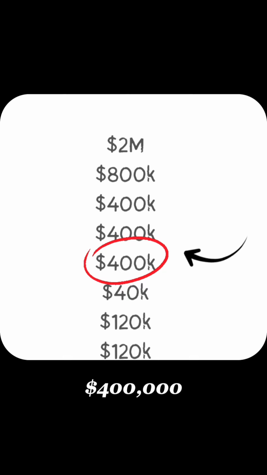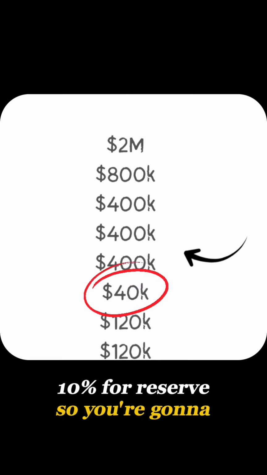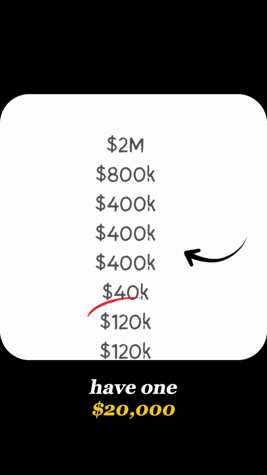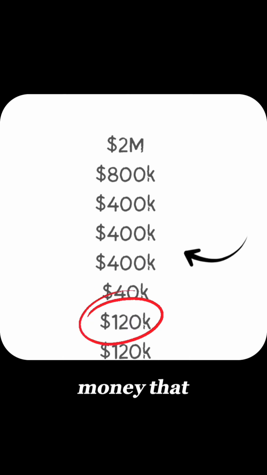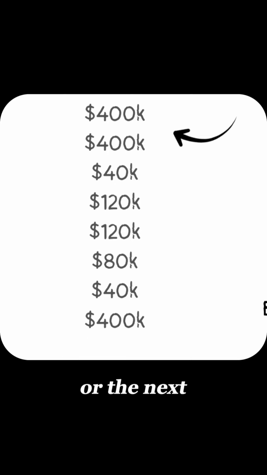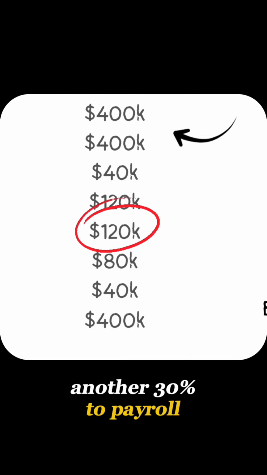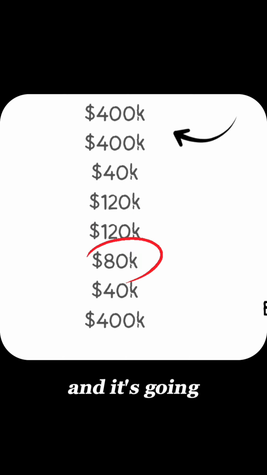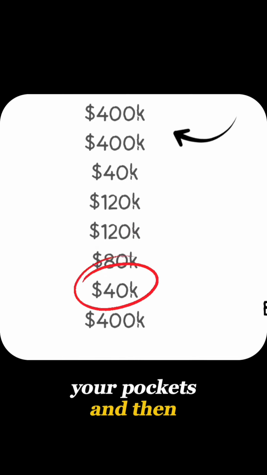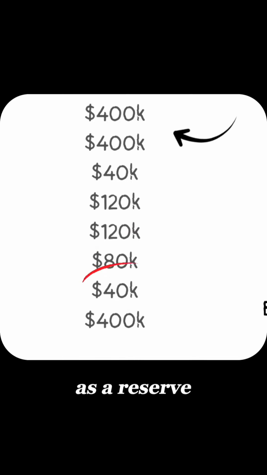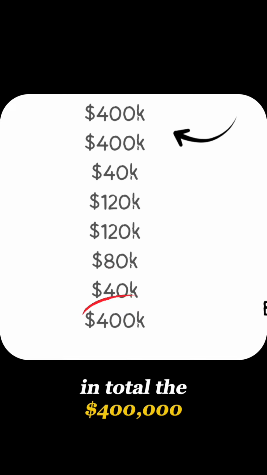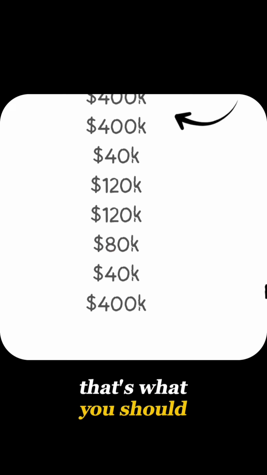Out of that $400,000, you're going to take 10% for reserves, so you're going to save $40,000 in case of an emergency. You're going to have $120,000 for growth. So that's extra money that you're going to be reinvesting for the next year or the next month. You're going to have another 30% for payroll. That's the money that you're paying to your employees. The profit at 20% is $80,000 that is going to be saved, and at the end of the year is going to your pocket. And then another $40,000 as a reserve for operational or administrative costs. As you see, you have in total the $400,000, and then you have your books in balance. And that's what you should be doing with your money.